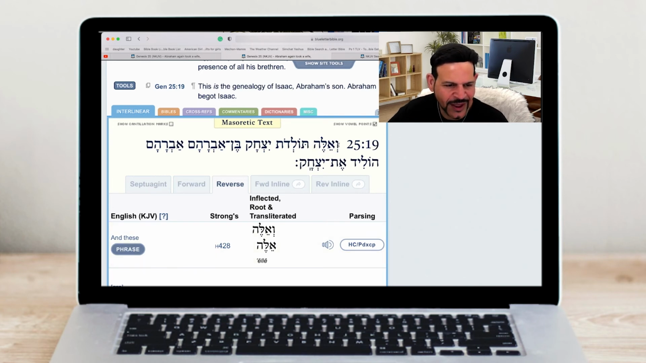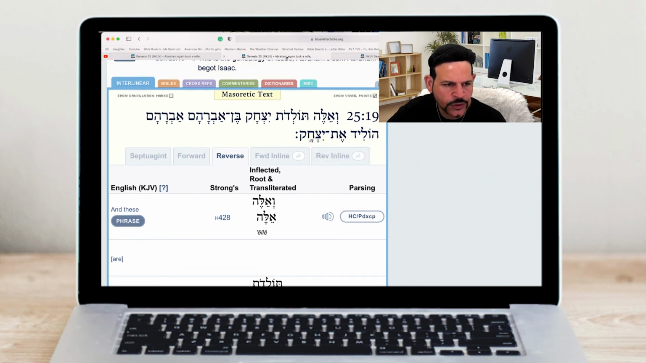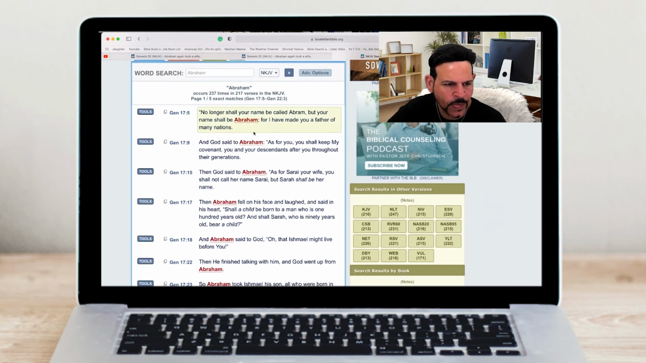All right. So we have Ve'ele, right? We have Toldot Yitzhak. Okay, so Ve'ele Toldot Yitzhak. These are the generations or the genealogy of Isaac, as it says here in the New King James. And it says here, Ben Avraham, he's the son of Abraham, but it says Avraham holid et Yitzhak, that Abraham begets or bears Isaac.